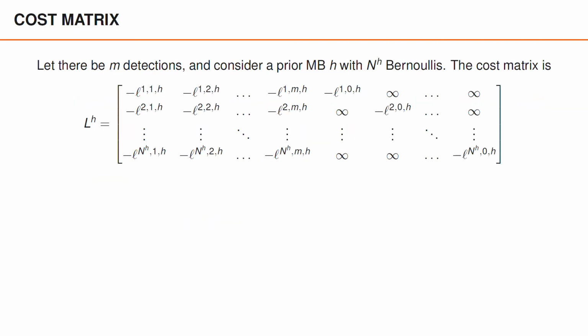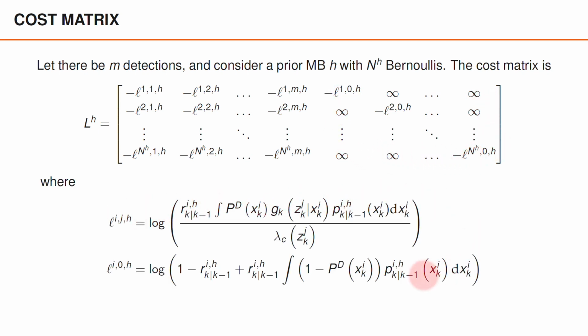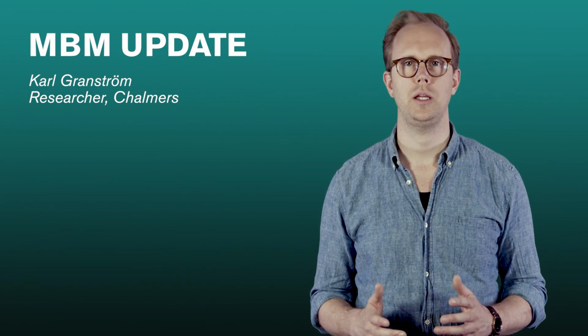The cost matrix used to compute different data associations can have the following structure, which you should recognize from tracking n objects. We have a left submatrix for the associations between Bernoullis and measurements, and a right submatrix for misdetections. The log likelihoods are defined as shown here. An important difference is that now we have the probabilities of existence, which have to be included in the log likelihoods used in the cost matrix. That was the multi-Bernoulli mixture update. We will come back to the MBM update later, when we talk about track-oriented implementation.